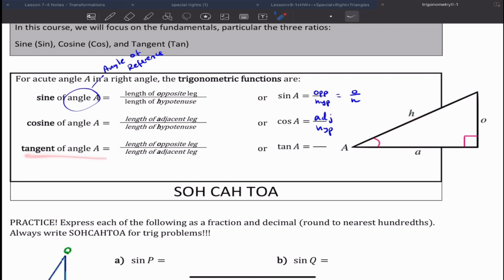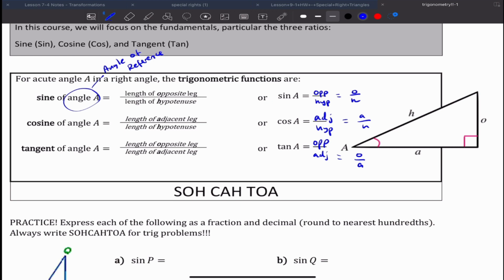Now the tangent of angle A is the length of the opposite leg over the length of the adjacent leg. So it's O over A. So the tangent of A is opposite over adjacent, right? That's basically saying O over A, and then over here this is A over H. That's for cosine of A. Okay? So that's great. We have all these ratios, but that's too much.